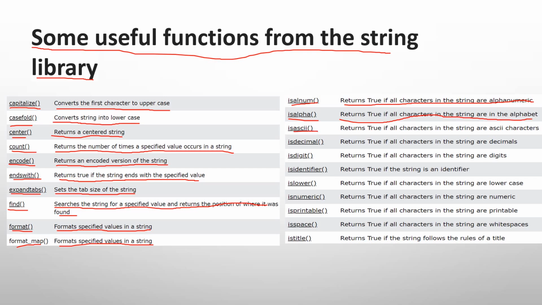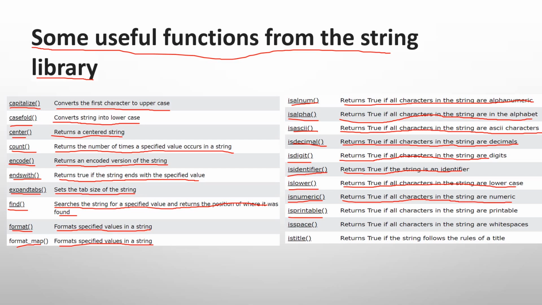Then we have isascii, which returns true if all the characters in the string are ASCII characters. Then we have isdecimal, which returns true if all characters in the string are decimals. Then we have isdigit, which returns true if all the characters in the string are digits. Then we have isidentifier, which returns true if the string is an identifier. Then we have islower, which returns true if all characters in the string are lowercase. Then we have isnumeric, which returns true if all characters in the string are numeric.